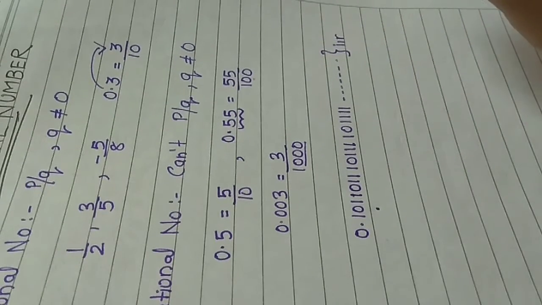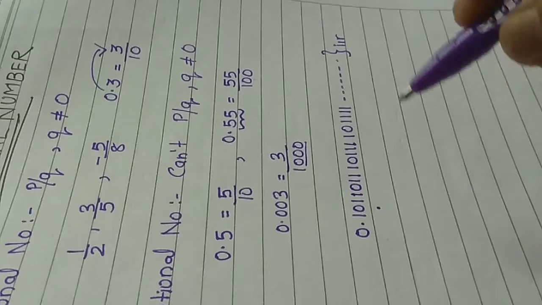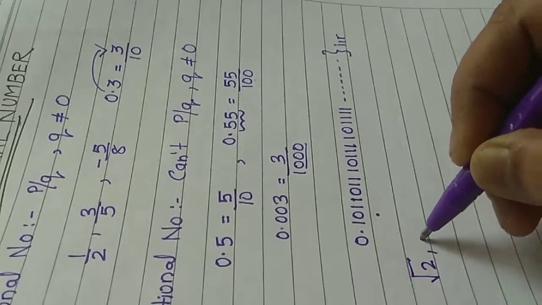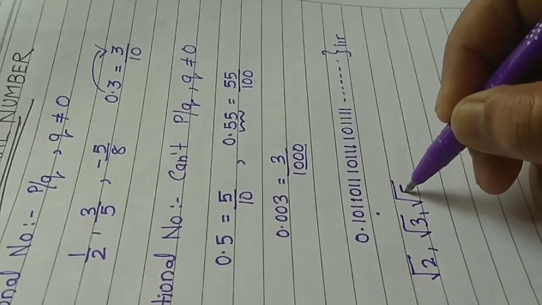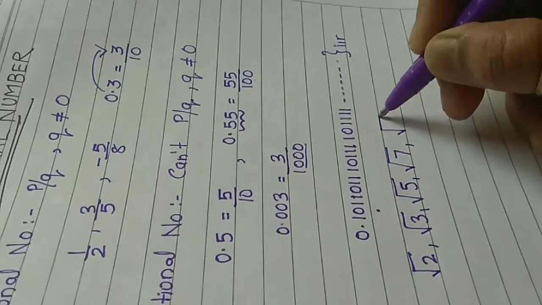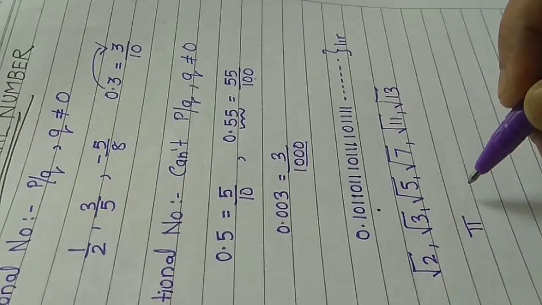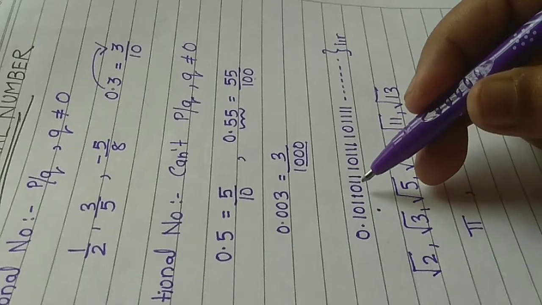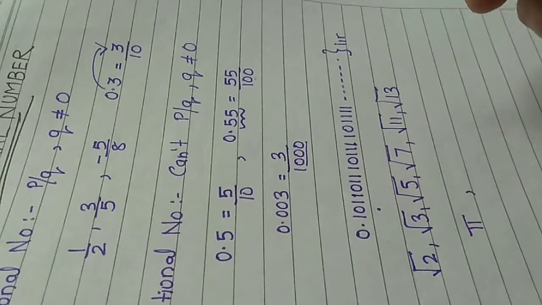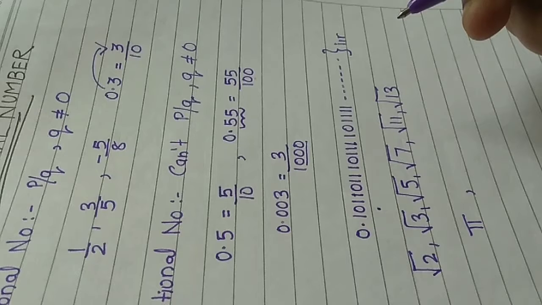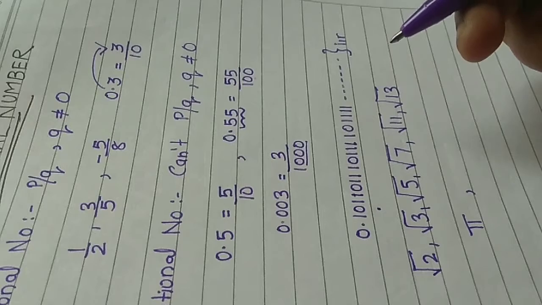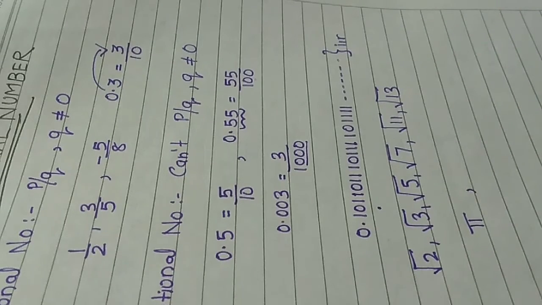It is so simple that any real number that cannot be converted into p by q form is an irrational number. Root 2, root 3, root 5, root 7, root 11, root 13, pi. These are all examples of irrational numbers. And one simple example I have given here, 0.101, that is, non-terminating numbers are also irrational numbers. So let us check further to the real numbers and solve the exercise.